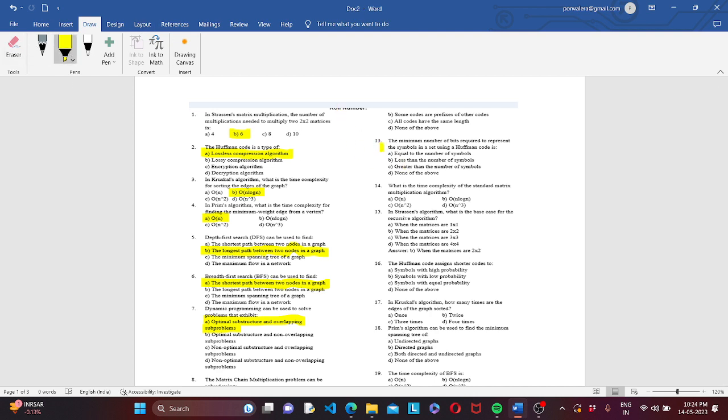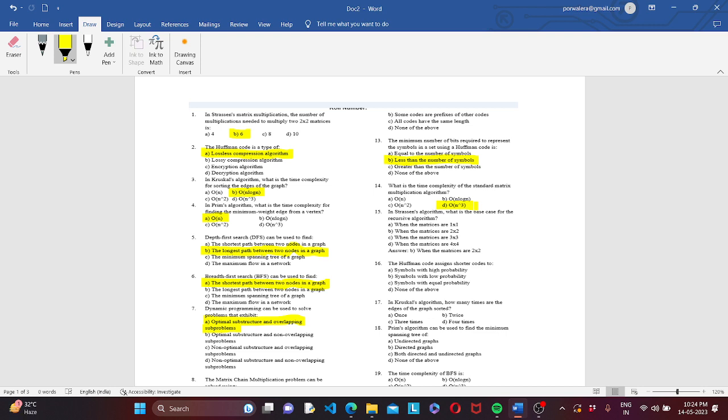So for question number 13, the answer would be option B, which is less than the number of symbols. Now question number 14, what is the time complexity of a standard matrix multiplication algorithm? The time complexity for a standard matrix multiplication is O of n to the power 3, which is option D.